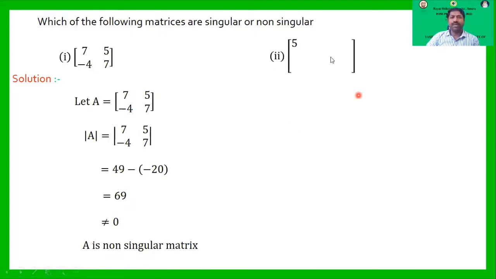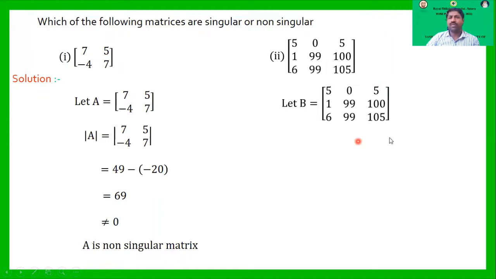Now another example of a matrix of order 3 by 3. Now it has larger elements, big numbers. Without expanding, we can also use properties of determinants to find the value. So let B be the matrix.